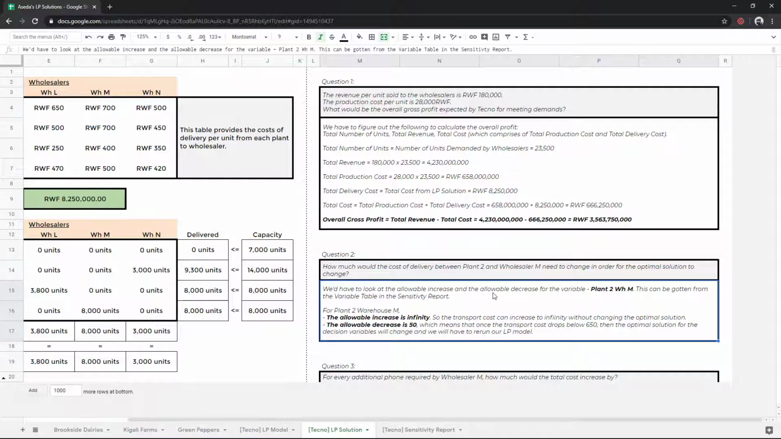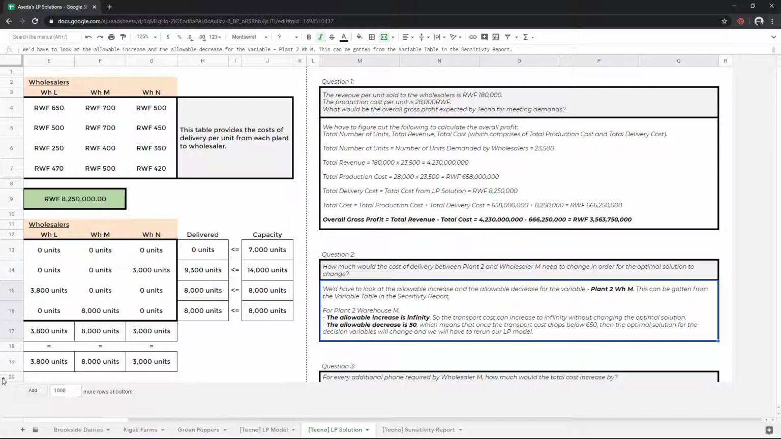We'd have to look at the allowable increase and allowable decrease for the variable plant 2 warehouse M. This can be gotten from the variable table in the sensitivity report, right? So for plant 2 warehouse M, the answer is going to be the allowable increase is infinity and the allowable decrease is 50. In maybe the last video, I'm just going to confirm all these things by rerunning the LP solution by changing some of these things to confirm what we are seeing in the sensitivity report, right?